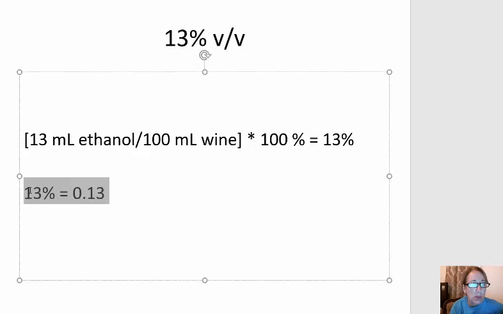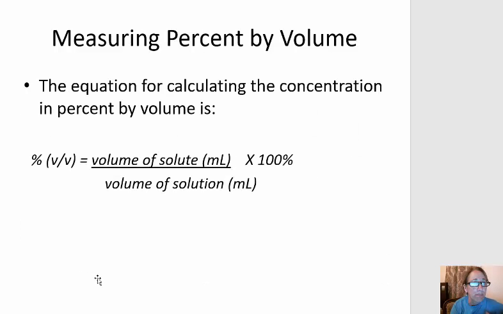And just down here, just a reminder that any percentage can be changed to a decimal by dividing out that 100%. Divide each percentage by 100% to get the decimal form of it.